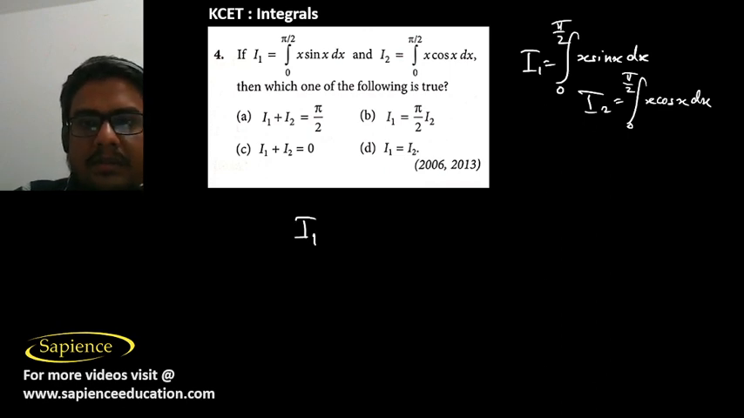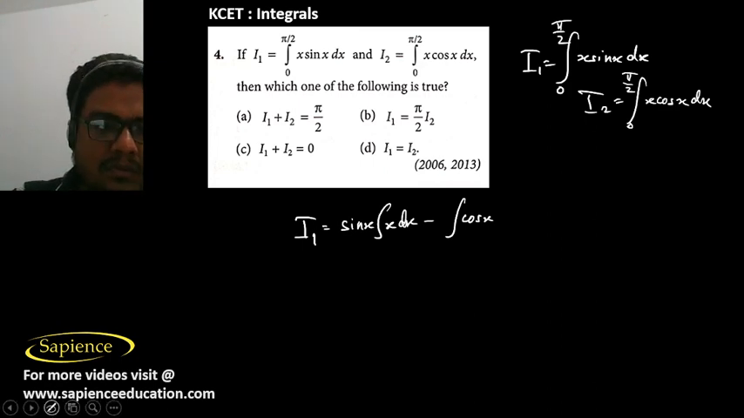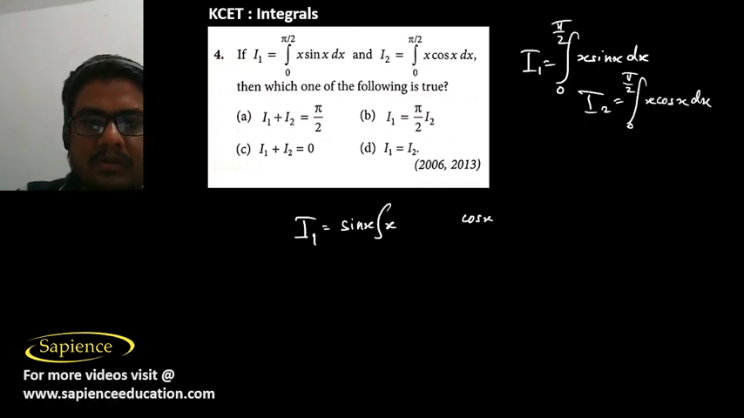I1 we can integrate, so I1 is integral x sin x, so we can do sin x into integral x dx minus, this is d by dx of sin x, that is integral cos x. Okay, sorry, there is something wrong.